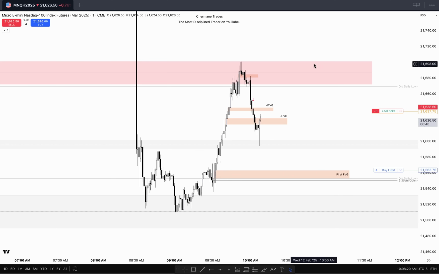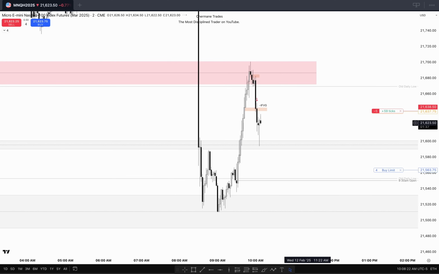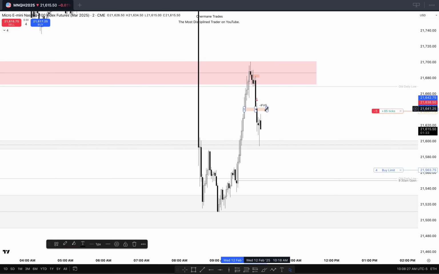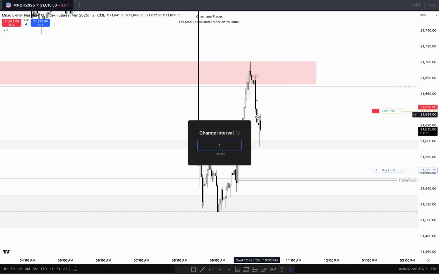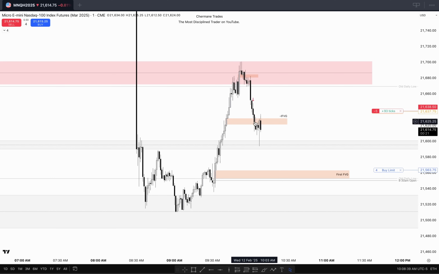I think we traded into that 2-minute fair value gap. Yep, right there. So same logic applies to a 2-minute chart, right? That first fair value gap, you want to see that be treated as a breakaway gap. Which fair value gap do you want to take you lower? This lower one here. So on the 1-minute chart, you don't really see any clean 1-minute fair value gaps.